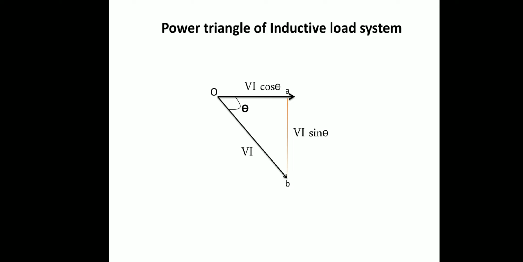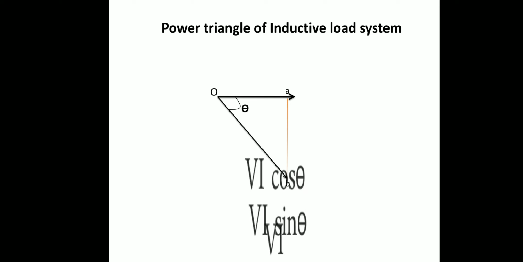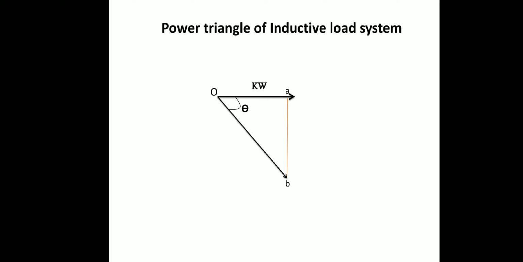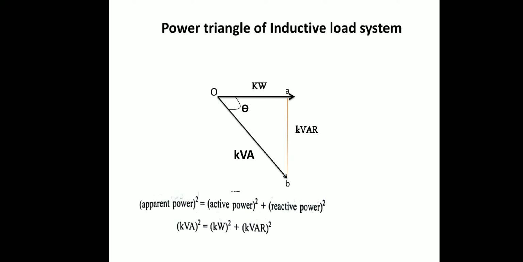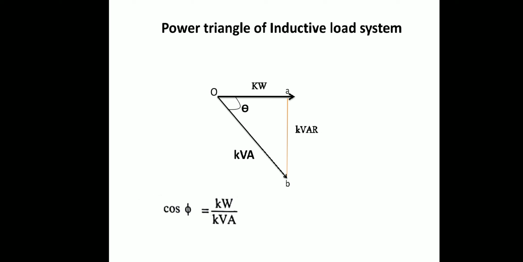Let's replace them with some more suitable indications. This is kilowatt, this is kVAr, and this is kVA. As I told you before, apparent power square equals active power square plus reactive power square. In short, kVA square equals kW square plus kVAr square. And the power factor we can find by the trigonometric function cos phi, or say cos theta, equals kilowatt divided by kVA. And power factor also equals R by Z, where R is the resistance of the system divided by the impedance of the system.